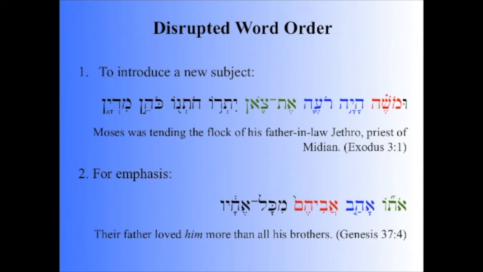Sometimes the same thing can happen for emphasis. In this passage, the object actually occurs first to emphasize that in this verse about Joseph, it was Joseph, it was him that their father loved more than them. So literally, him their father loved more than all his brothers. So the object is emphasized by coming first.